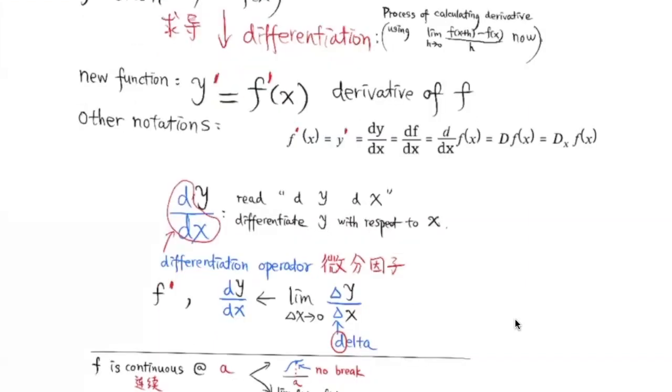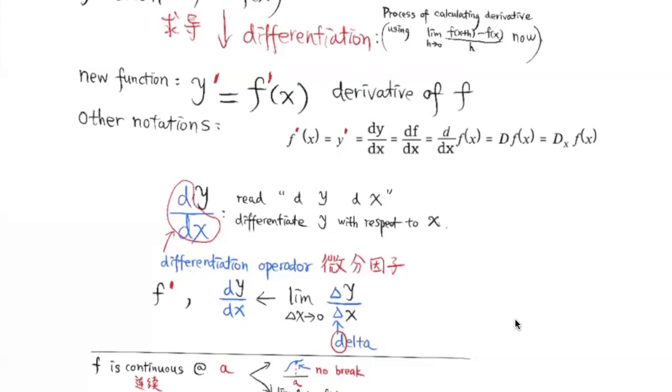We have different notations for the derivative of this function. We can use f prime of x, or we can put y prime. We can also write dy dx, or df dx, or this one, or this one, and this one. The three most common ones will be these three.